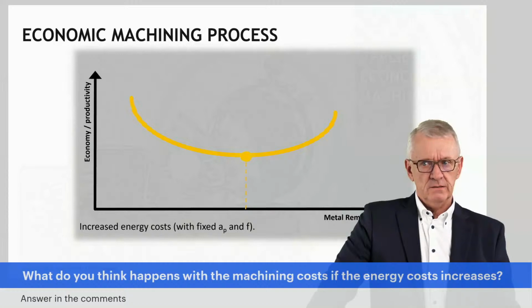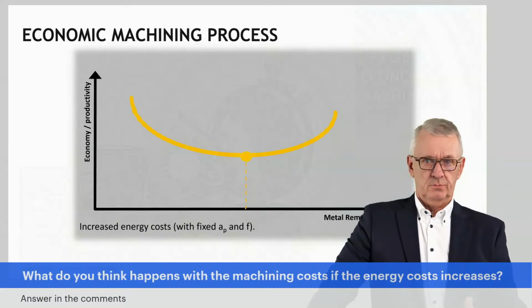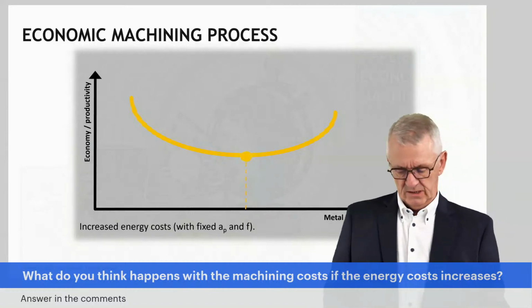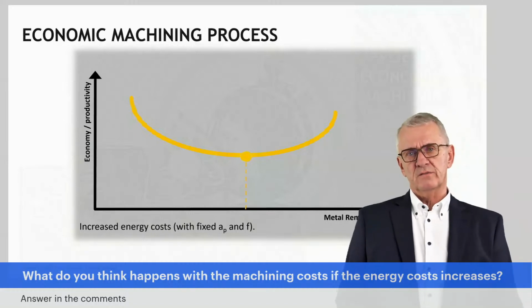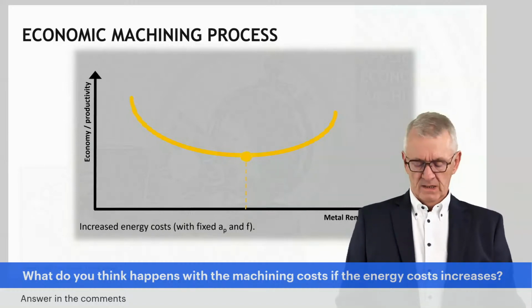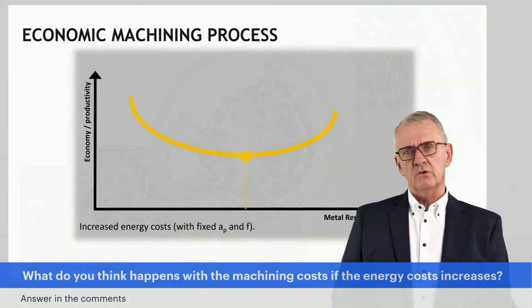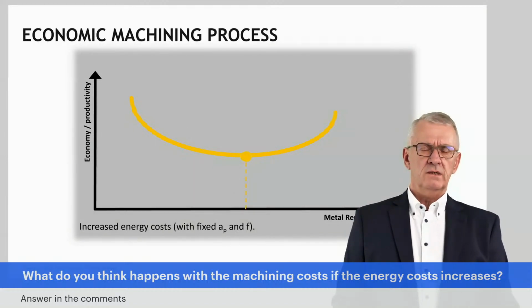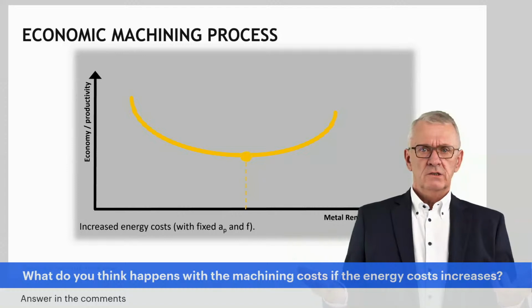Fine, okay. But now we are suddenly confronted, and I suppose a lot of you are confronted with that, with the increased energy costs. And energy costs are part of the machine hourly cost. And if energy costs go up, that means machine hourly costs go up. And my question is, me as a machinist, how can I tackle that? How can I do something here?